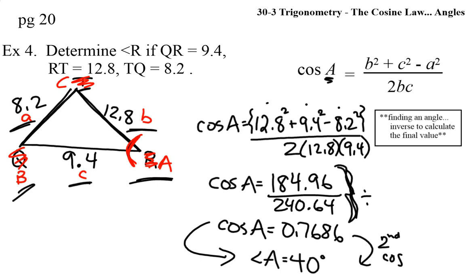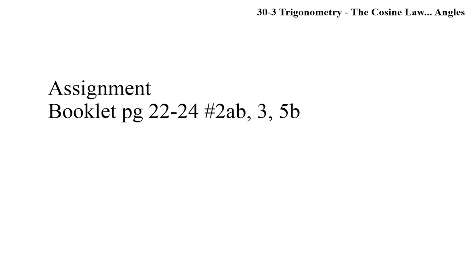Lots of little steps. Assignment booklet, page 22 to 24: 2AB, 3, and 5B. Not a lot of questions, but get these down pat. We're going to bring sine and cosine law all together next period. So make sure you understand sine law. Make sure you understand cosine law, both angle and side calculations, and we'll go from there. See you next time.